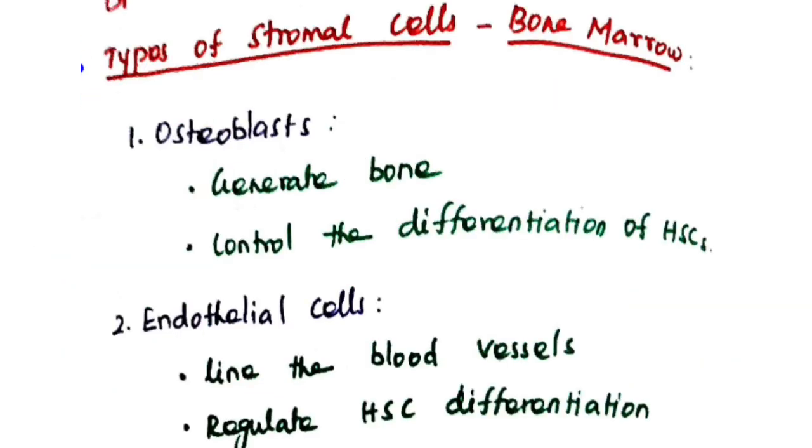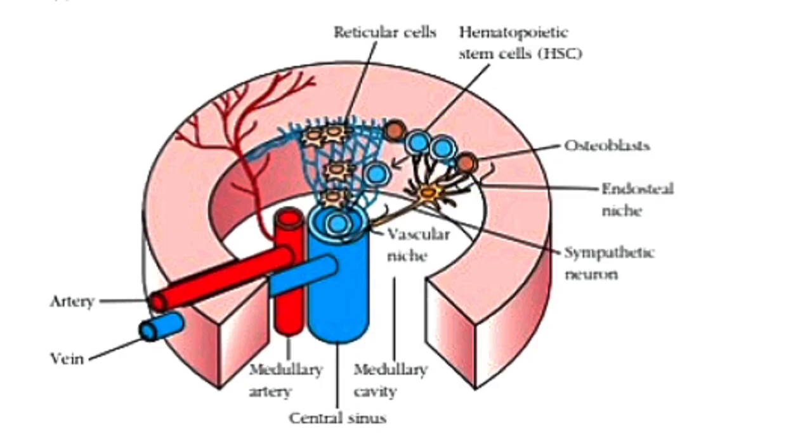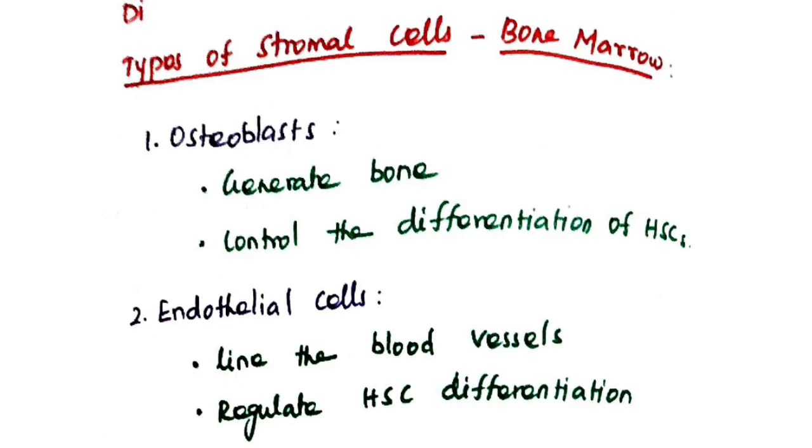Next, let's see types of stromal cells in bone marrow: osteoblast, endothelial cells, reticular cells, and sympathetic neurons. The first one is osteoblast. Osteoblast cells are used to generate bone, and they also help to control the differentiation of hematopoietic stem cells. The next one is endothelial cells. These endothelial cells line the blood vessels, and they also help to regulate hematopoietic stem cell differentiation.